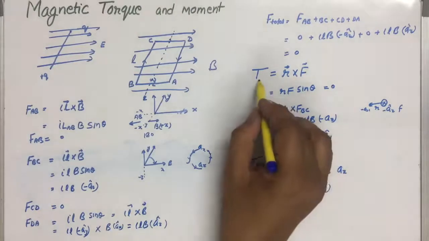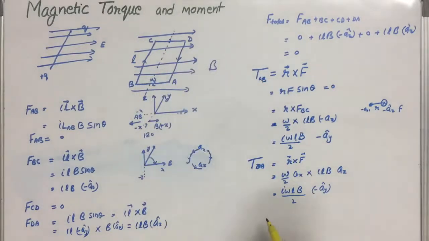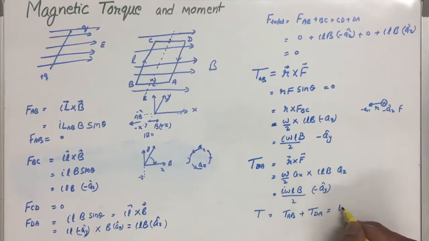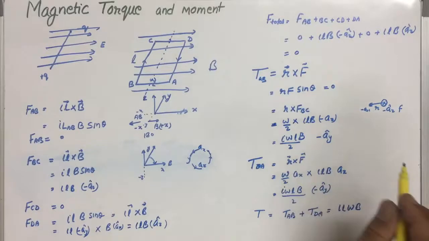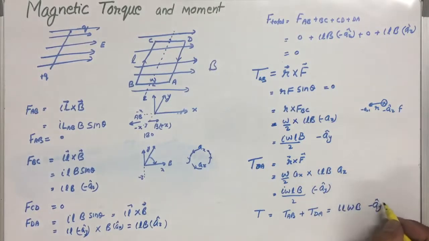So if we try to find the total torque acting on this, the torque will be the sum of these two, plus T_DA, the remaining two being 0. So we are considering only these two. It will be ILWB by 2 twice, so the full value, and it will be in the direction of minus a_y. So this is the torque. If we simplify this, L multiplied with width, L is this, width is this, gives us area. So it will give us I A B in the direction of minus a_y.